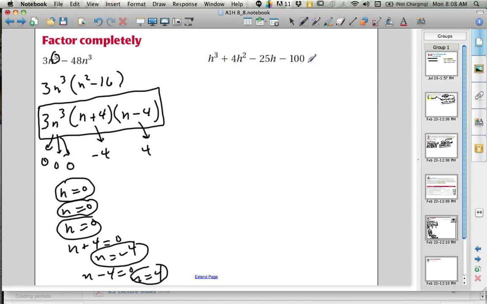Here's a 4-term polynomial. You'll notice that it's bigger than the quadratics we've been working with. The first thing I want to look at is, can I factor something out of all of the terms? No, I can't factor a monomial out of all the terms, so I'm going to split us into 2 groups.